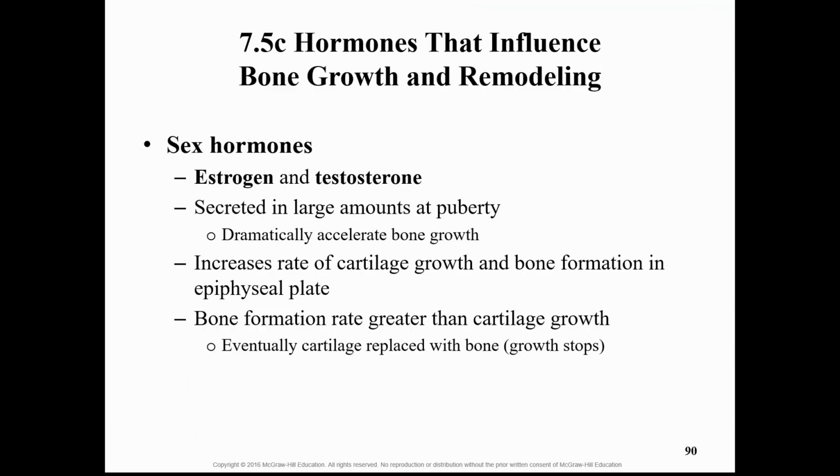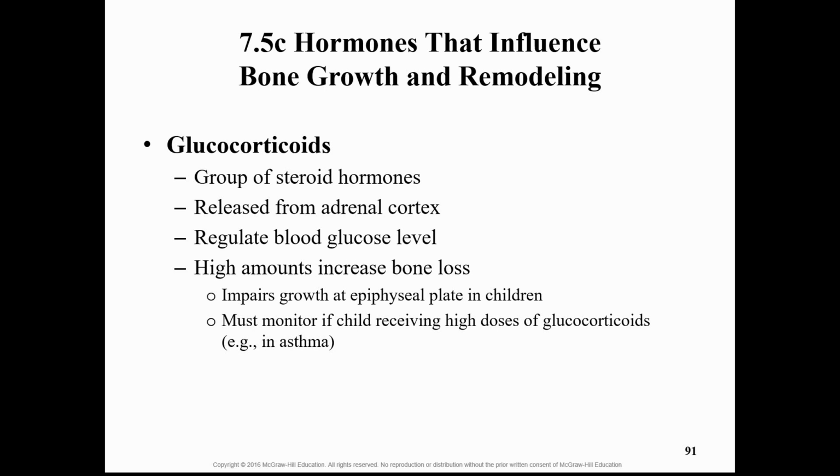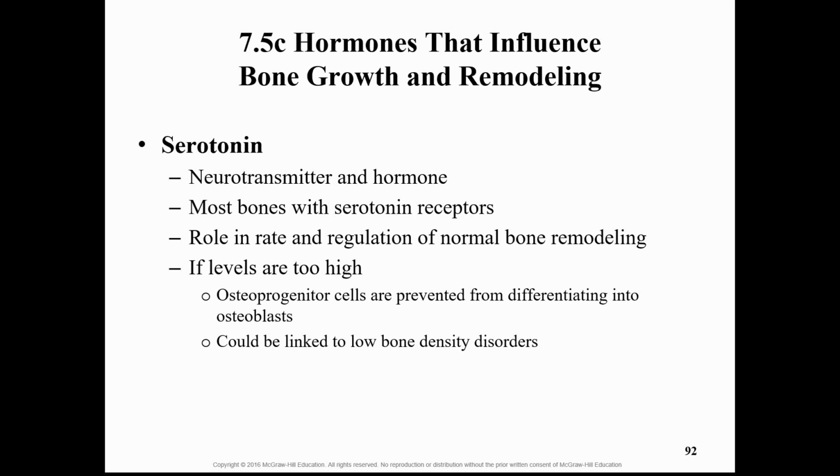Other hormones that influence bone growth would be sex hormones like estrogen and testosterone. These come into play during puberty when they're secreted in large amounts and cause a tremendous acceleration in bone growth. Glucocorticoids are a type of steroid hormone. If used in high amounts, this actually increases bone loss. A lot of times athletes will injure themselves. Glucocorticoids are used as an anti-inflammatory, but the dosages are limited because it will cause significant bone loss. Serotonin is a neurotransmitter and hormone. Most of our bones have serotonin receptors, and serotonin helps regulate bone remodeling.